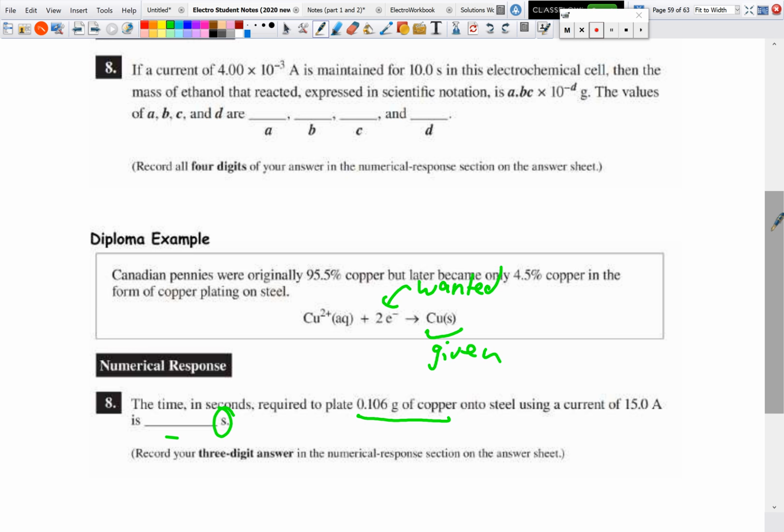And that is it for electrolytic cells. So our next lesson is going to be on science, technology, and society for electrochemical connections, and then that will be it for this unit.